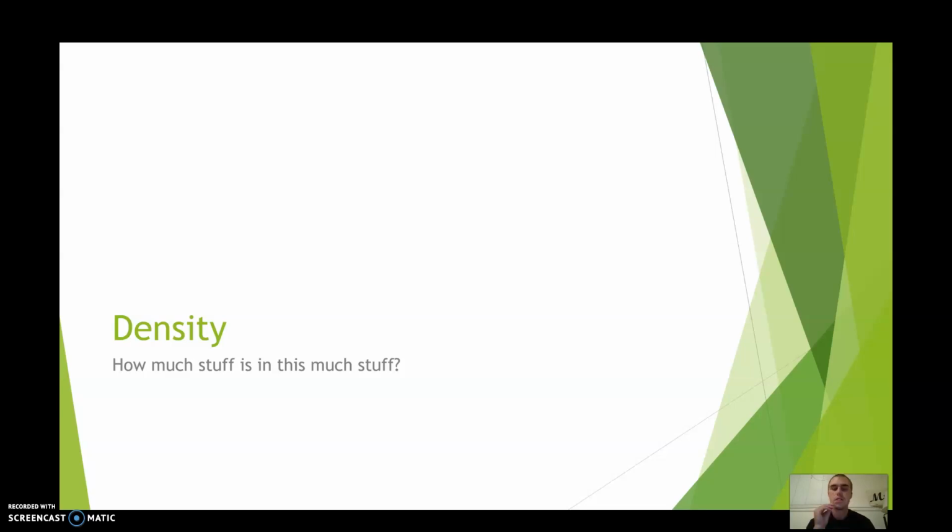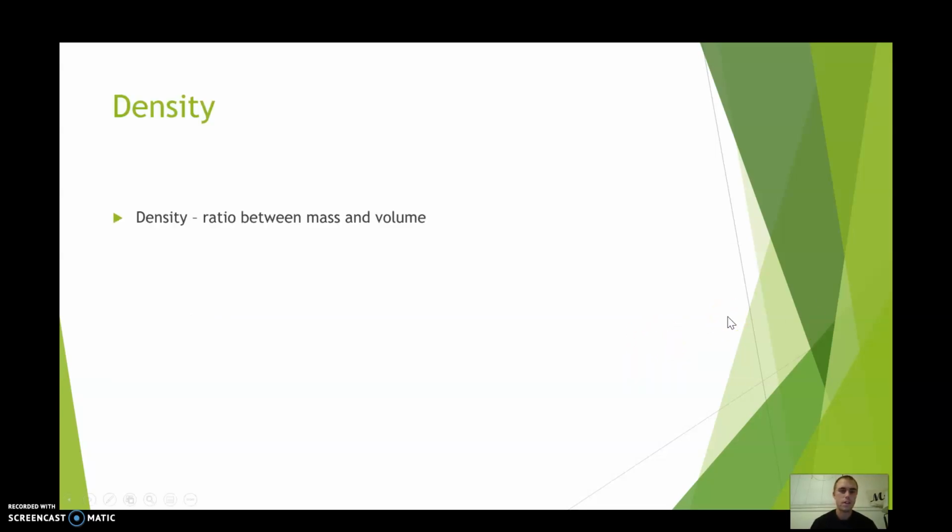All right, so we're going to talk today about density. And when we talk about and understand density, we will be able to answer this question here. How much stuff is in this much stuff? Okay, and that will hopefully make more sense as we move on. All right, so let's get my computer to work, and here we go.